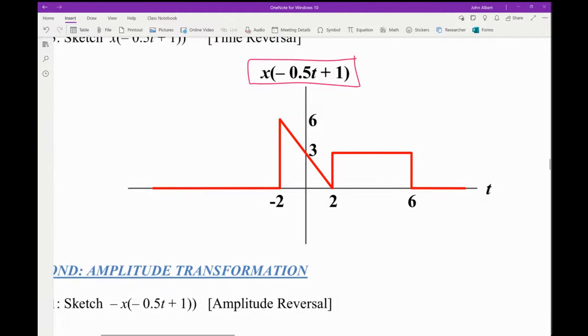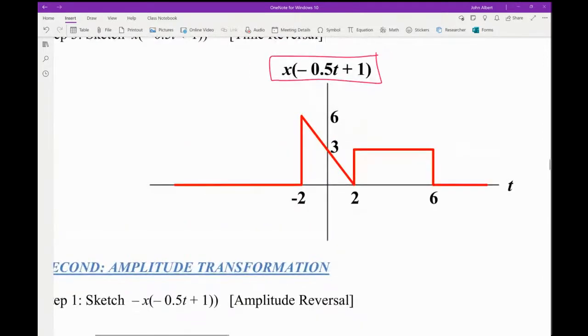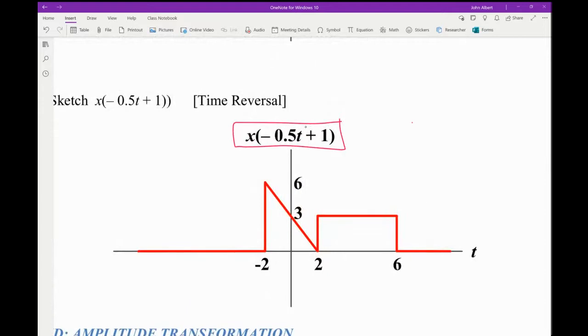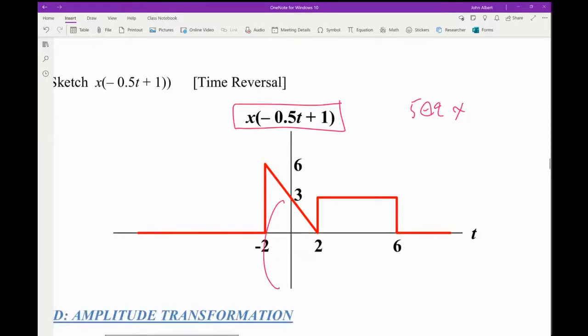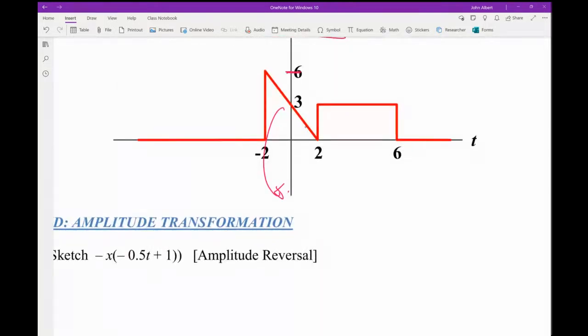Okay, now what remains is the amplitude transformation, and I forgot what the function was. I think it was 5 minus 2x. Okay? So clearly, I need to do amplitude reversal, which means that this thing will be flipped down, and then I have to scale it by a factor of 2, which means that instead of reaching a value of 6, it will reach a value of minus 12.